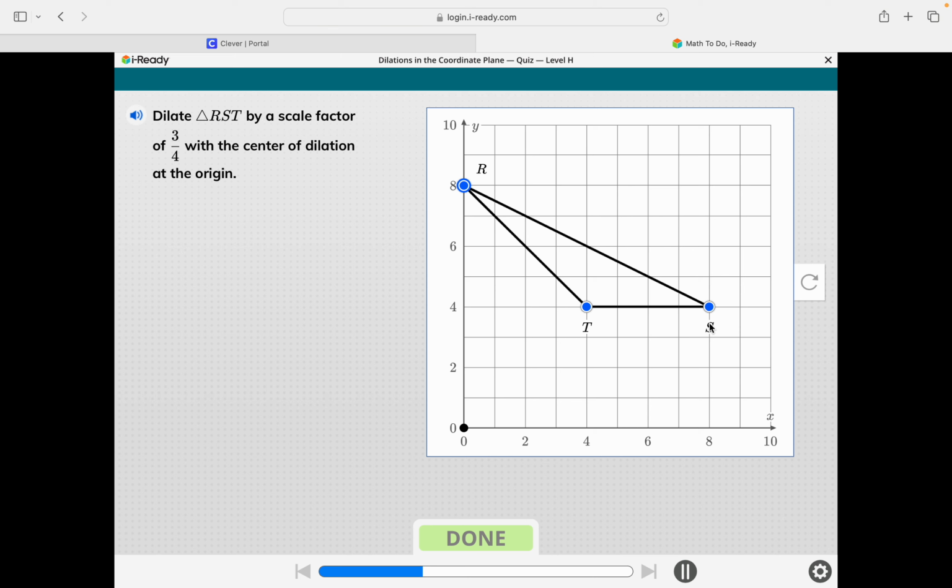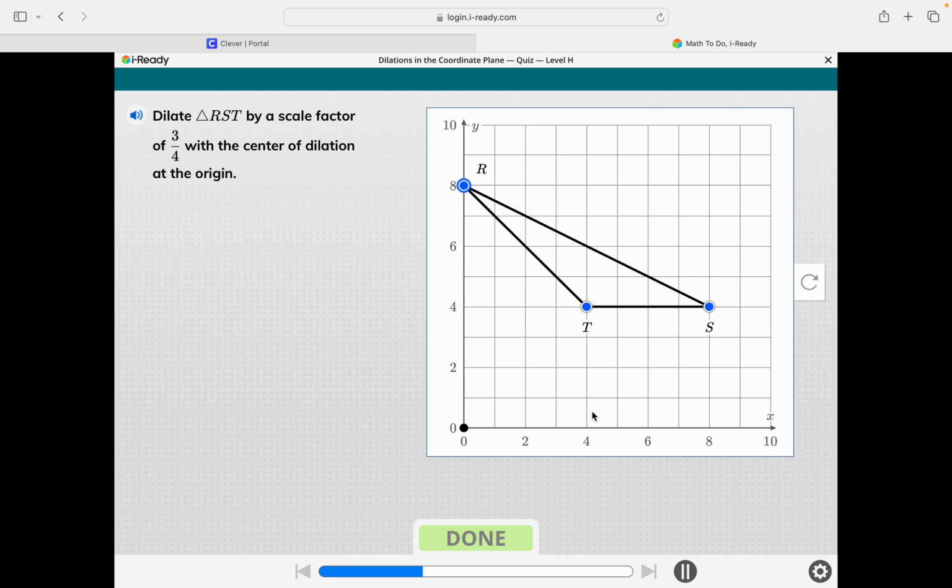So now T. Tell me T, Subani. T equal to the real T. It's 4 and 4. 4 and then go up 4. If I find one, I can just write the other one. Now T prime. So we do 4 over 1 times 3 over 4. The 4s cancel, 3 and 3. T prime is 3 comma 3. Okay. Now let's plot everything.